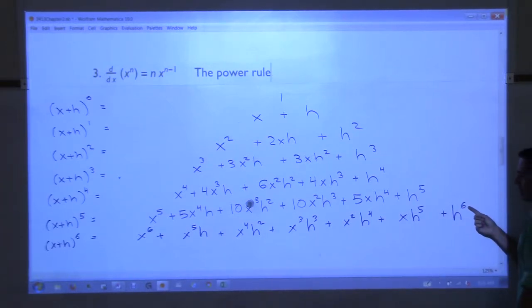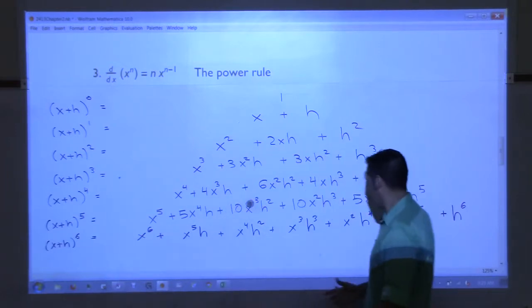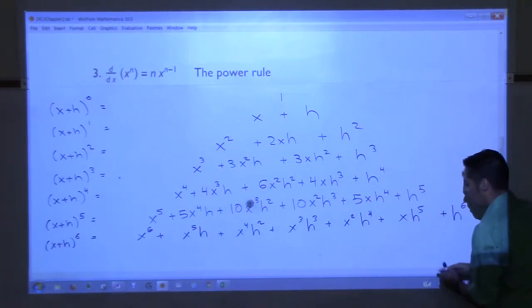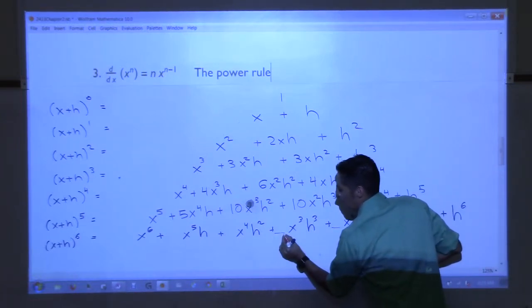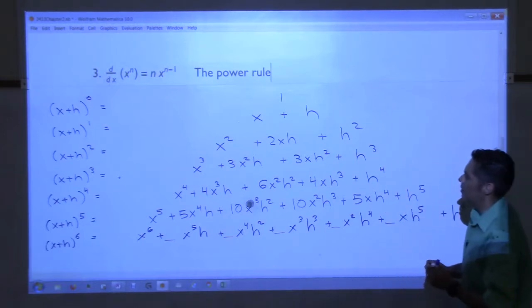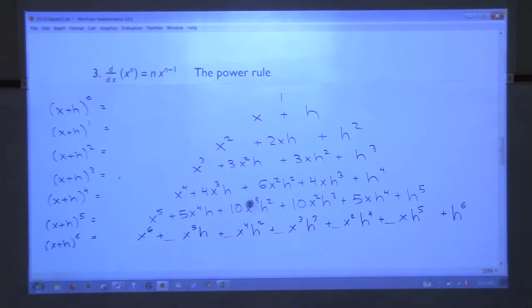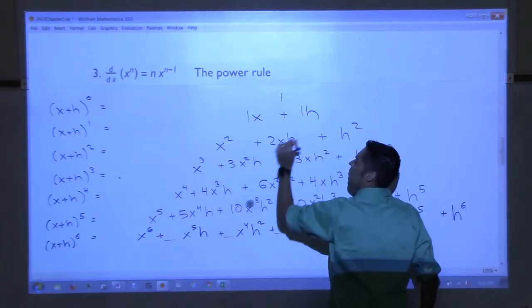Again, that highest number matches up with this. The only thing left is to figure out the coefficients, which are the numbers in front. Those numbers don't initially look like they follow any pattern. What I'm referring to is the numbers in front.